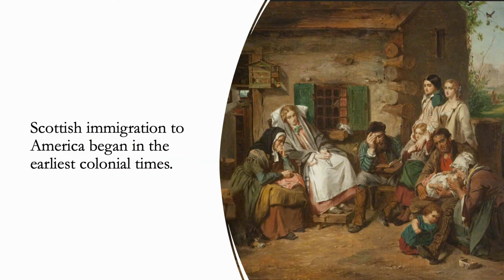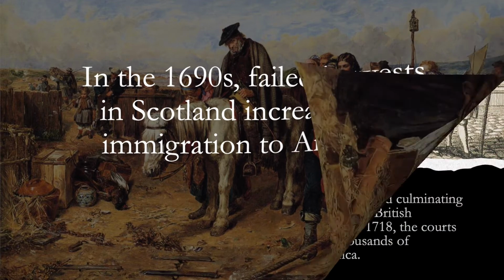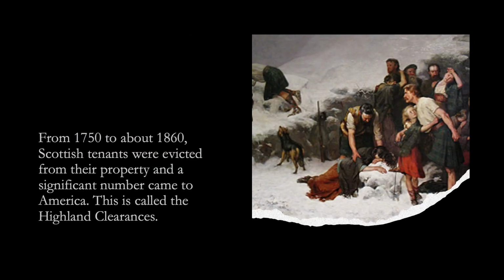Scottish immigration to America began in the earliest colonial days. In the 1690s, failed harvests in Scotland increased the immigration to America. Beginning in the 1600s and culminating with the passage of the British Transportation Act in 1718, the courts of Scotland sent thousands of prisoners to America. From 1750 to about 1860, Scottish tenants were evicted from their property and a significant number came to America. This is called the Highland Clearances.